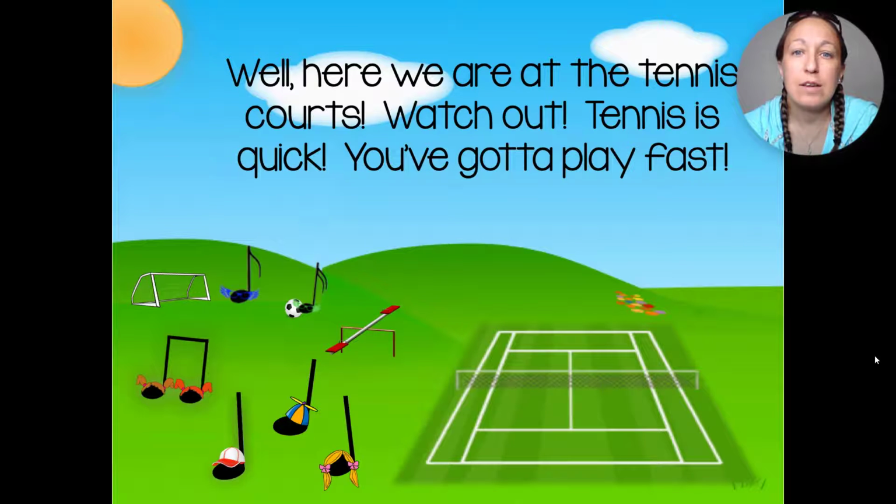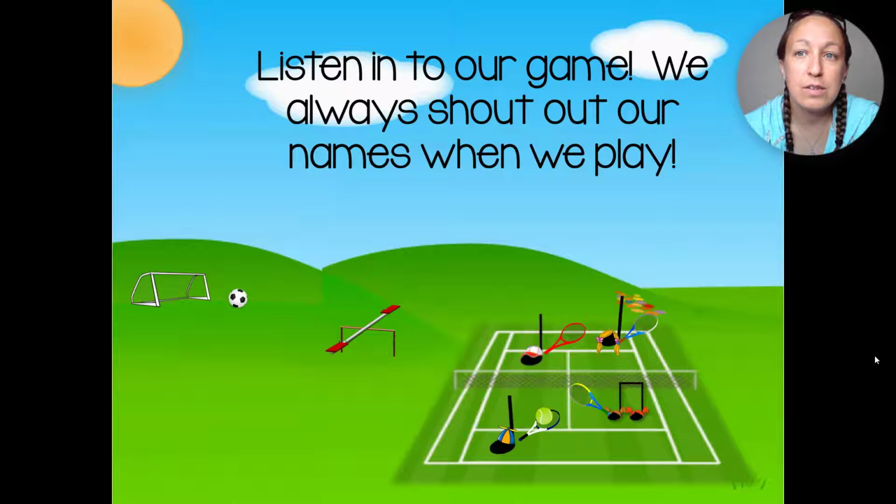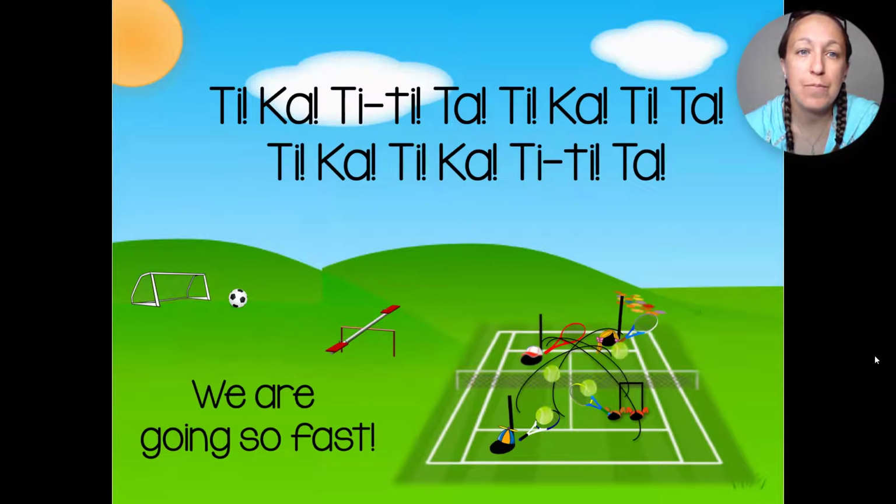Well, here we are at the tennis courts. Watch out. Tennis is quick. You've got to play fast. We play doubles, which means two people on each side of the net. Listen to our game. We always shout our names when we play.